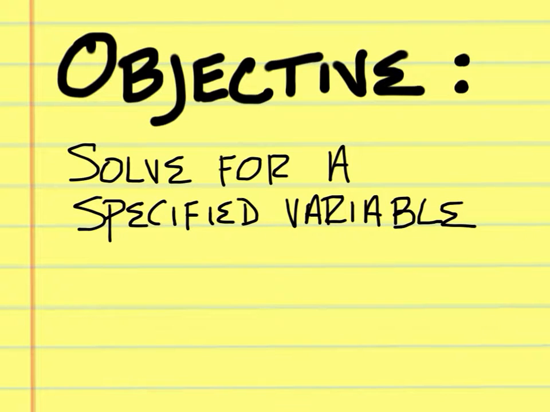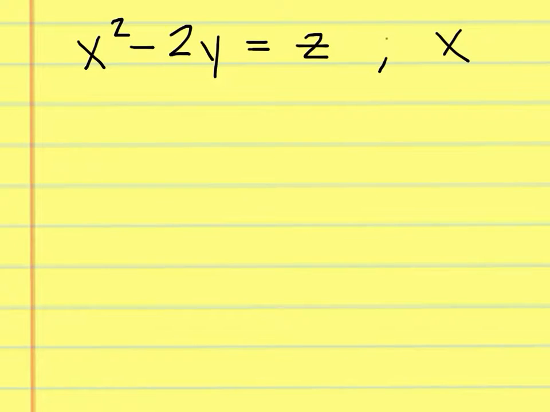Solve for a specified variable. To solve for x, you must get it by itself. You have minus 2y with it here. You want to get this minus 2y over to the right side, away from the x squared, so you're left with x squared on the left. So you move the minus 2y to the right and make it plus 2y.